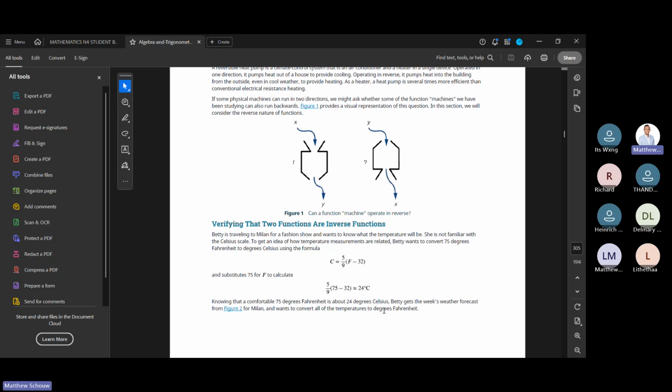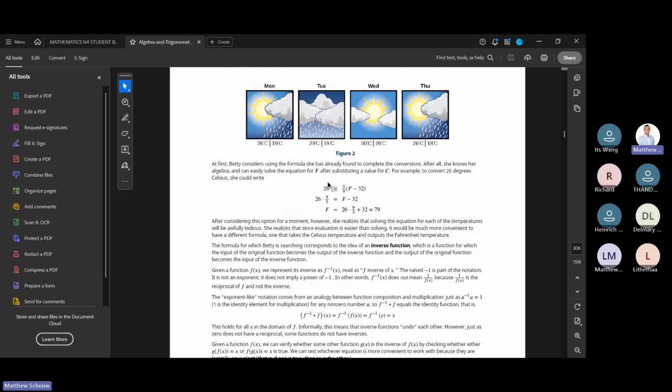So it says, knowing that a comfortable 75 degrees Fahrenheit is about 24 degrees Celsius, Betty gets a weekly weather forecast from figure 2 for Milan and wants to convert all the temperatures, right? So Monday, Tuesday, Wednesday, Thursday. At first, Betty considers using the formula she has already found to complete the conversion. After all, she knows from her algebra she can easily solve for F. So what Betty's basically doing is converting backwards to F. For example, to convert 26 degrees Celsius, you put 26 in and get 79. After considering this option for a moment, however, she realizes that solving the equation for each temperature would be awfully tedious.